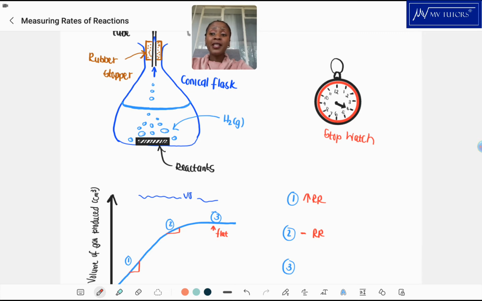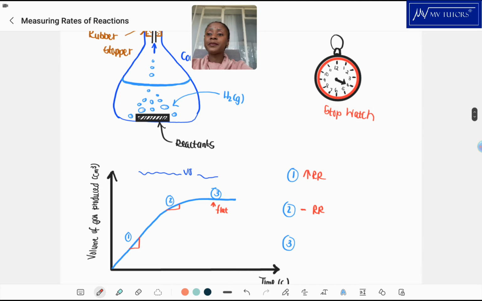And then when you get to number 3, where your graph starts becoming quite flat, that's when you know that the reaction has stopped, or it's coming to a stop, or the reaction is completed. Your products are formed. No more gas bubbles in this case. So your reaction has come to a stop.